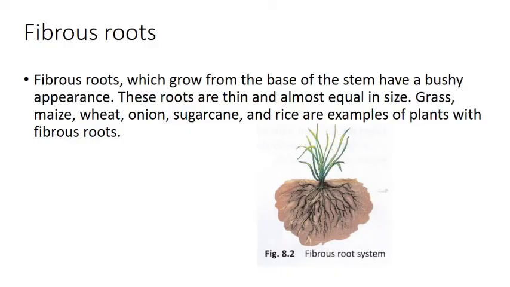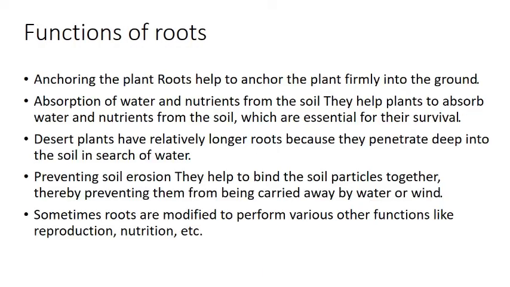Fibrous roots, which grow from the base of the stem, have a bushy appearance. These roots are thin and almost equal in size. Grass, maize, wheat, onion, sugarcane, and rice are examples of plants with fibrous roots.